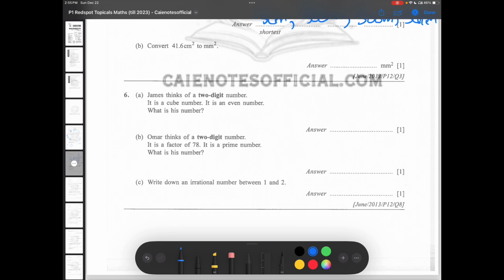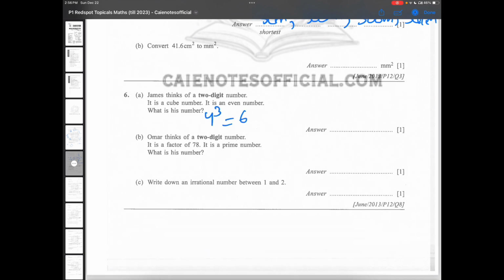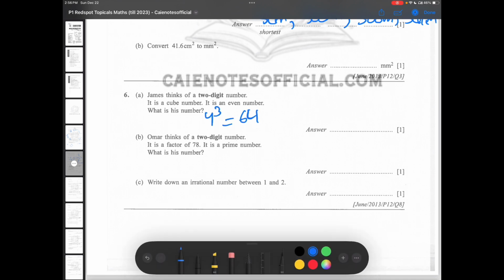even number. The first two-digit cube number is 27, the cube of 3, and that's not an even number. The next cube number is 4 cube, that's 64. So this 64 is a cube number as well as an even number. So 64 is the answer.